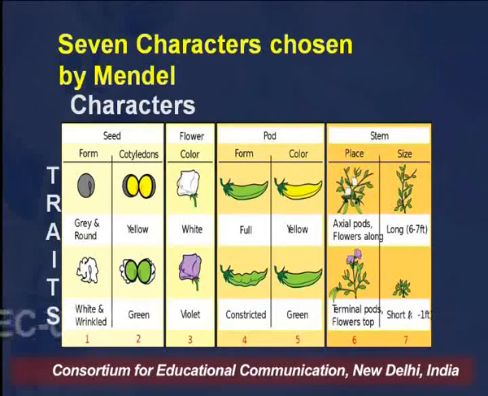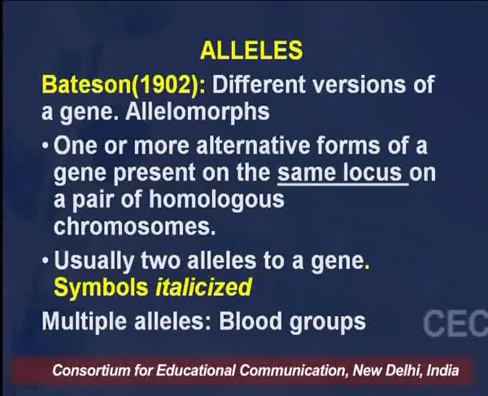Then comes the concept of alleles, which has created a lot of confusion. One talks about a gene and allele as synonyms many a time. The term allele was given by William Bateson himself in 1902, which says that they are different versions of a gene. What do we mean by different versions?